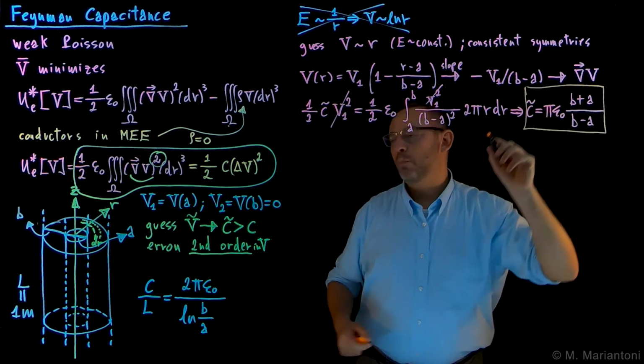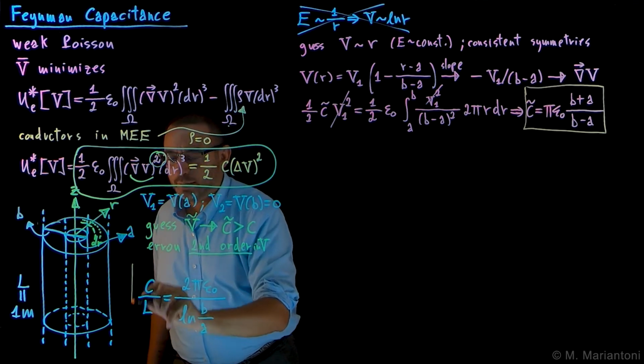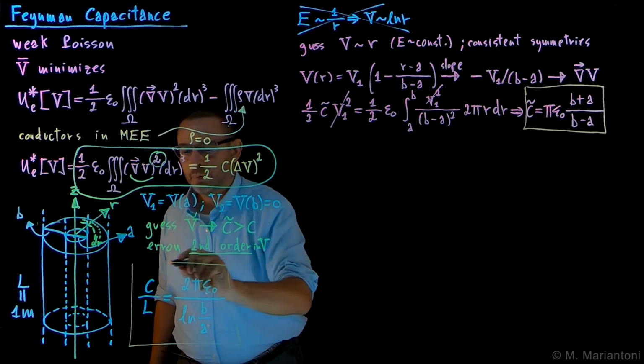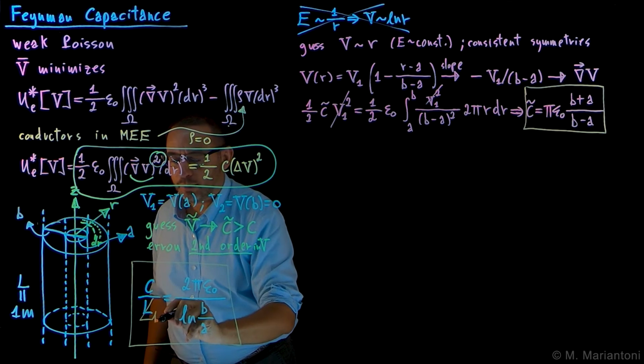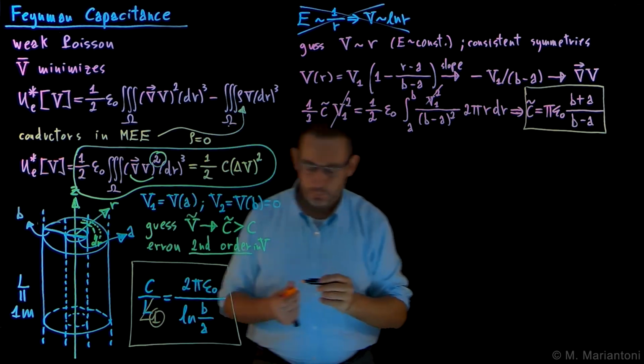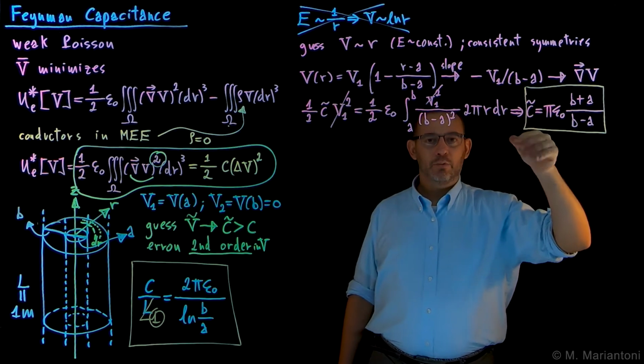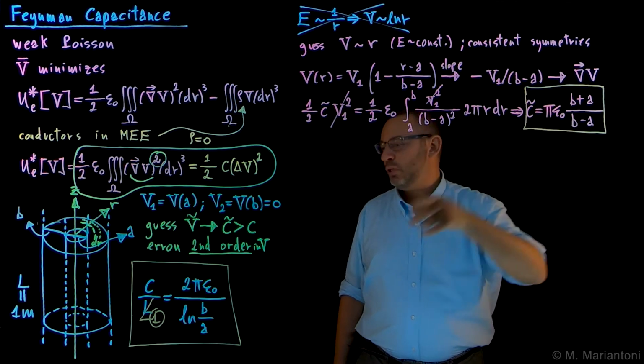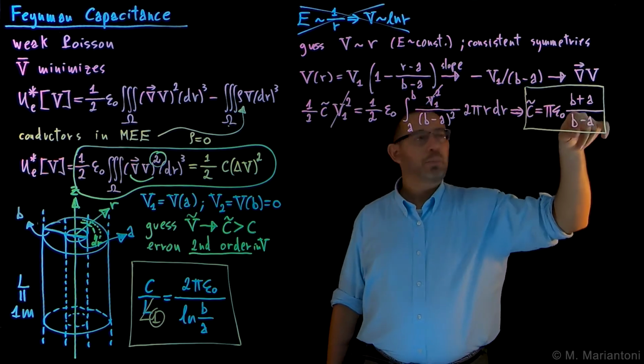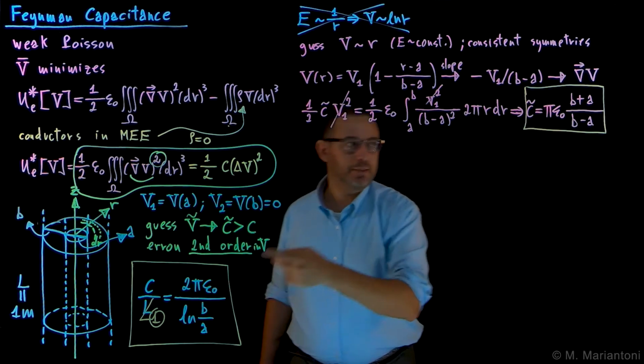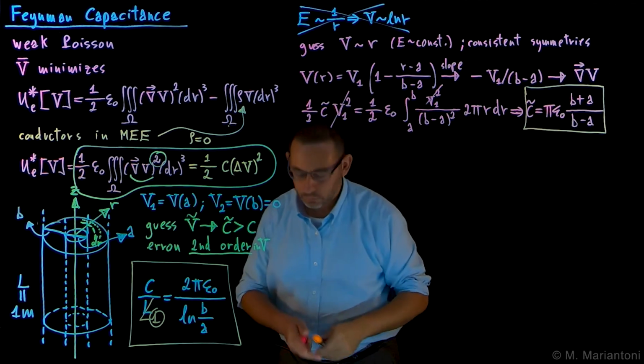Now, we want to compare this result with this result, again, assuming that this one is just 1 meter. So we get rid of it. This C tilde, which is the one I guessed, is a function of pi epsilon naught. Also here there is a pi epsilon naught, b and a, and also here there is a b and a. Of course, here is in the logarithm, and here is linear.